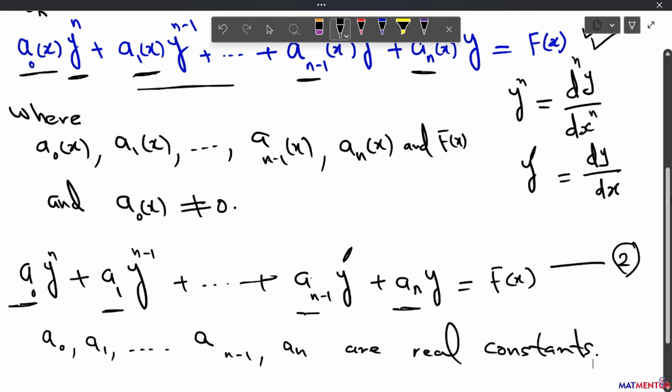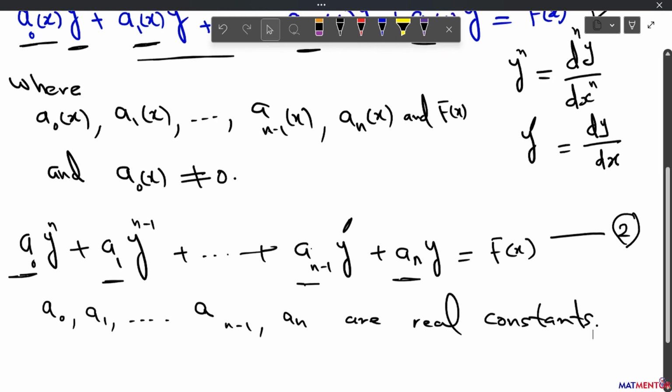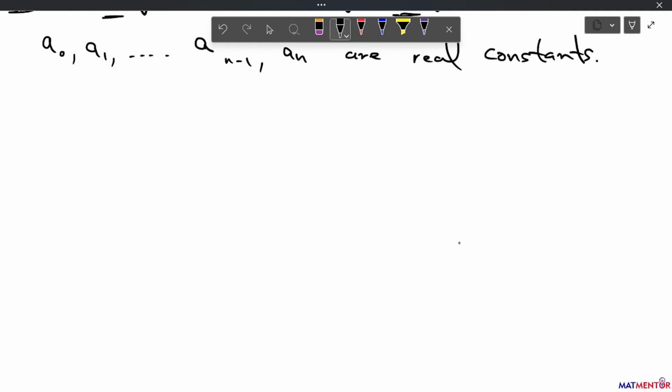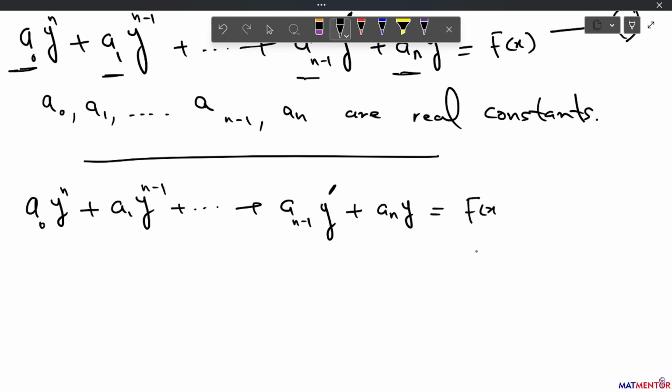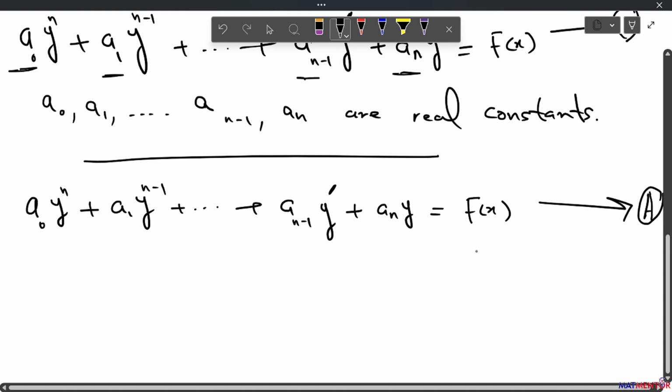First of all, we will focus on equation number 2, and we will solve a couple of questions, and then we will move to equation number 1. Let me write equation number 2 again: a0 y^(n) plus a1 y^(n-1) plus a_(n-1) y prime plus a_n y is equal to f of x. This is my equation number, I would say, capital A.